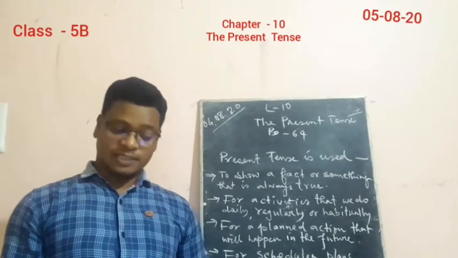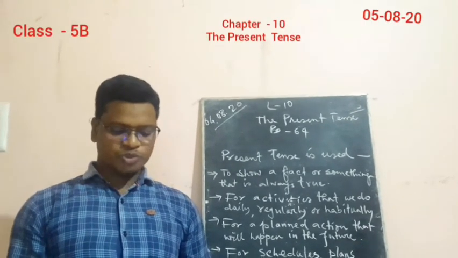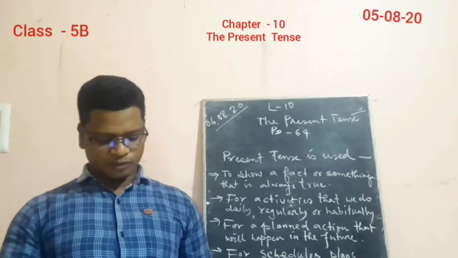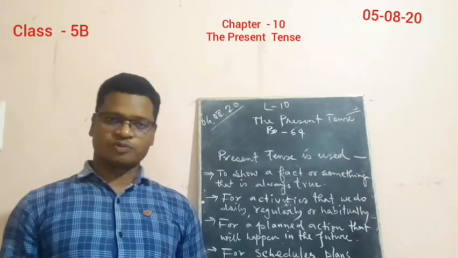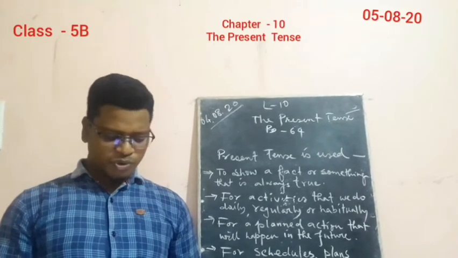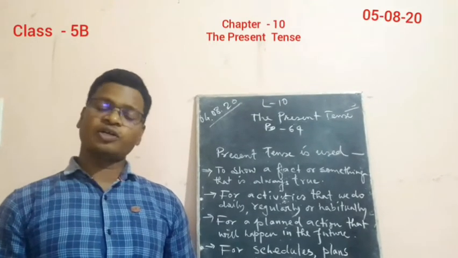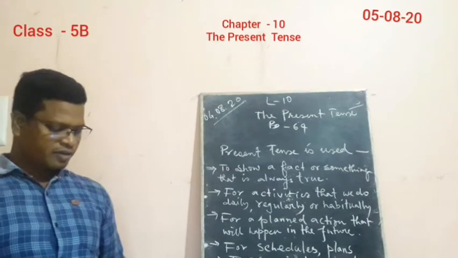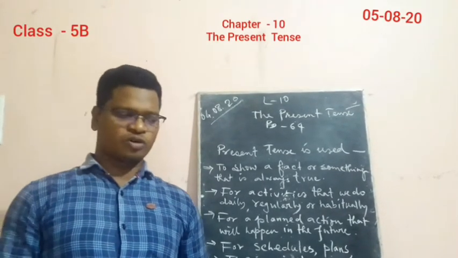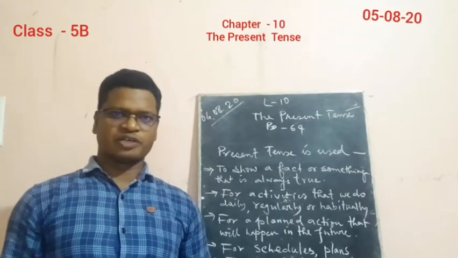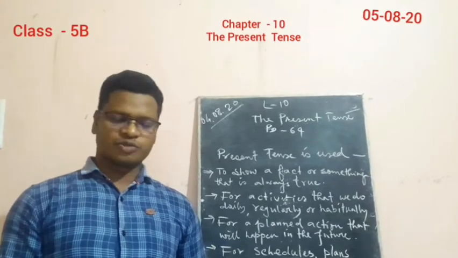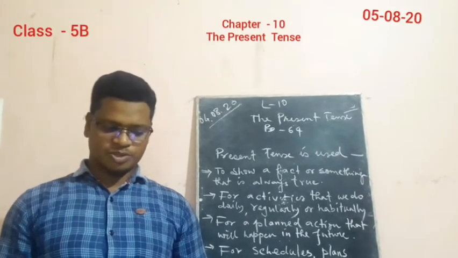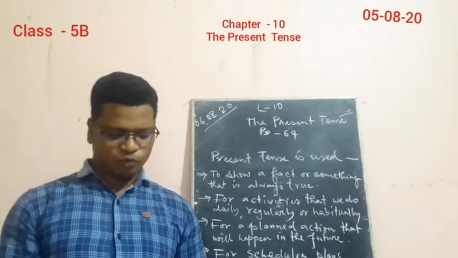The simple present tense uses the same verb form as the root form of the verb. We use the simple present tense in the following conditions. What are those conditions? Okay, let's see. Like the things which are happening now, whatever we are doing in the present time, we say it is in the present tense. Let us try to understand more of it.